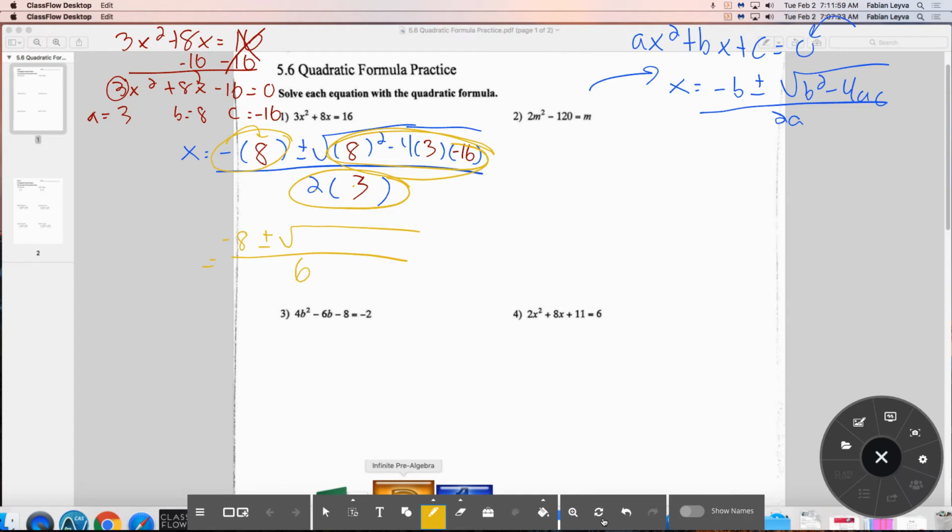I have my calculator. Remind yourself to always plug it in exactly the way it is. Plug it in with parentheses, everything that you see there, making sure you're plugging it in exactly the way you see it underneath that square root. Click enter on your calculator, and you'll notice that you end up with 256.